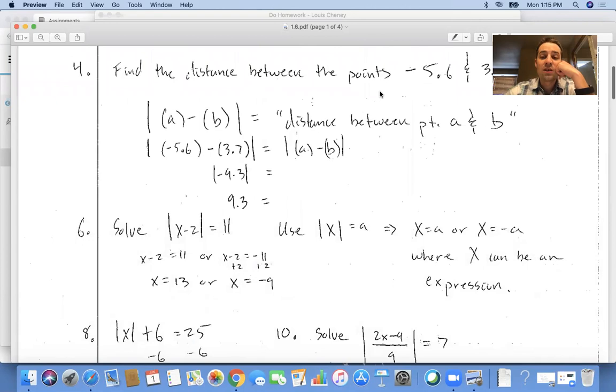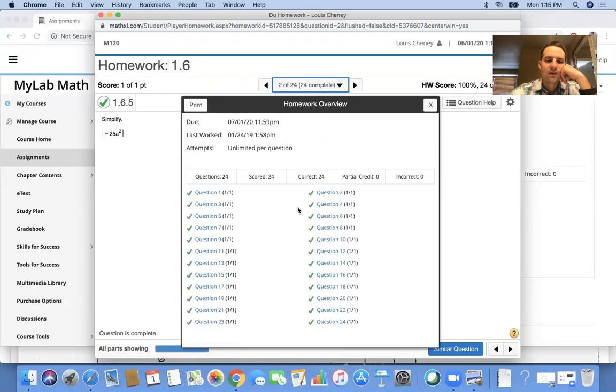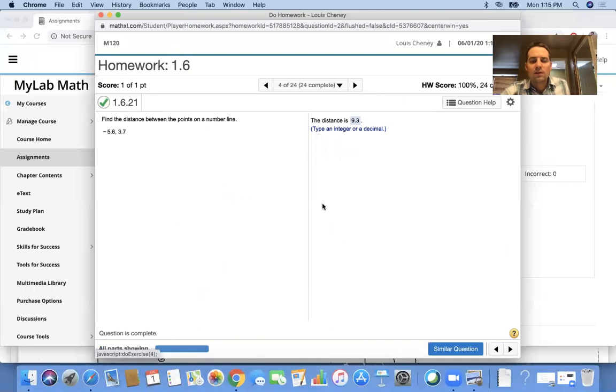Find the distance between these 2 points. So as we know, absolute value is a way to find distance. If you were to write the absolute value of a minus b, that's just finding the distance between point A and B. So let a equal negative 5.6 and let b equal 3.7. So if I add those two negatives, I get negative 9.3. And then, of course, anything in absolute value is positive. So the answer to 4 is 9.3. Okay, that's how I came up with that answer.